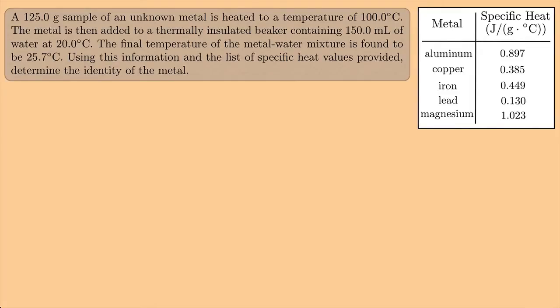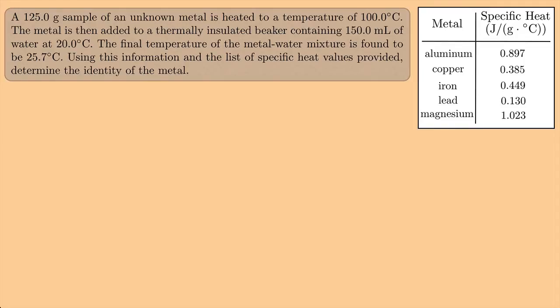A 125 gram sample of an unknown metal is heated to a temperature of 100 degrees Celsius. The metal is then added to a thermally insulated beaker containing 150 milliliters of water at 20 degrees Celsius. The final temperature of the metal-water mixture is found to be 25.7 degrees Celsius. Using this information and the list of specific heat values provided, determine the identity of the metal.